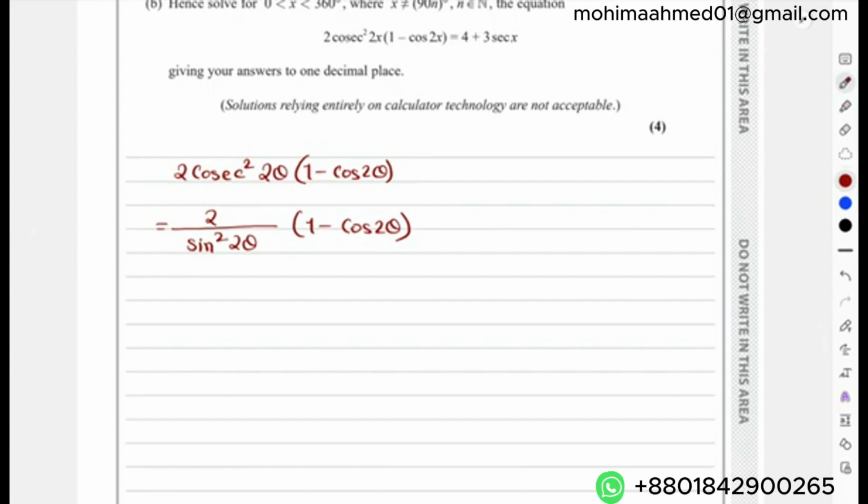Even if we multiply it, we get this, and cos 2 theta and sine 2 theta, right? Sine squared 2 theta. Okay, so we'll just multiply it, and we get 2 minus 2 cos 2 theta over sine squared 2 theta. For example, for sine 2 theta, you get 2 sine theta cos theta, right? If it is squared, then you're supposed to get 4 sine squared theta cos squared theta.